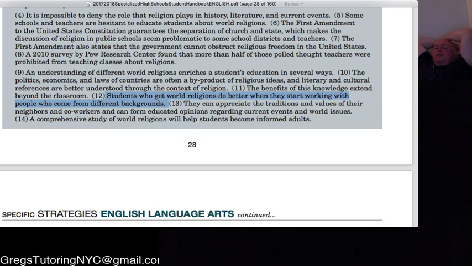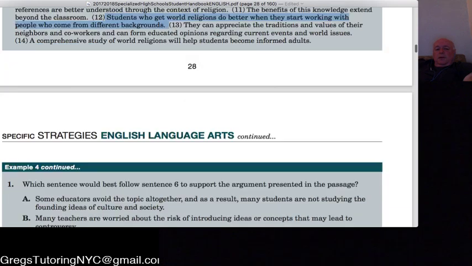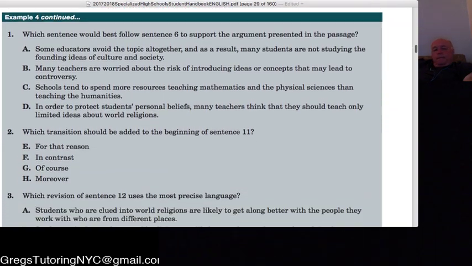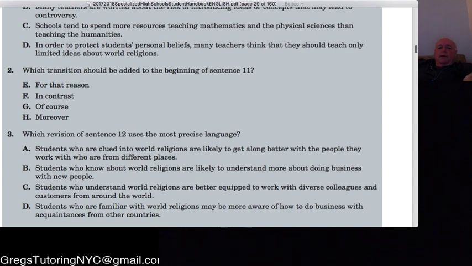And if that's the only revision they have, it's certainly better. Okay, so again, we're going to look at the revisions and see which one is better than students who get world religions do better when they start working with people who come from different backgrounds. Okay, A: students who are clued into world religions are likely to get along better with people they work with who are from different places.